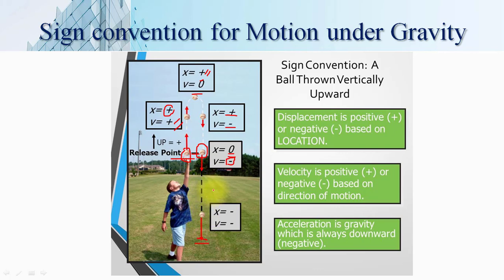As our normal sign convention is, all upward quantities are positive and downward quantities are negative. In the same manner, as the ball is traveling the distance below the reference point, x will be taken as negative and y is obviously negative. Based on this, displacement is positive or negative based on the location, meaning the point of release, that is the origin. Then velocity is positive or negative based on the direction of motion. If it is moving upward, it is plus. If it is moving downward, it is minus.